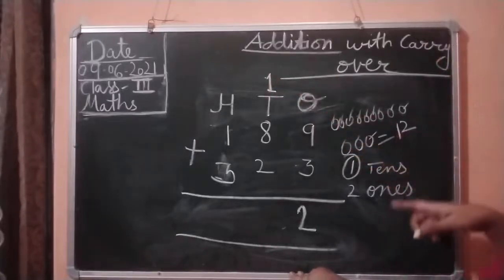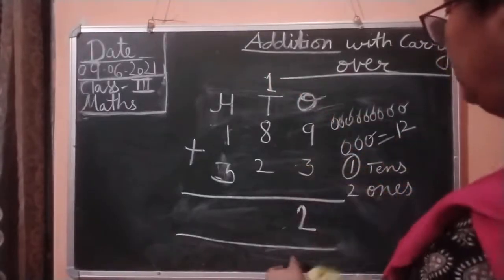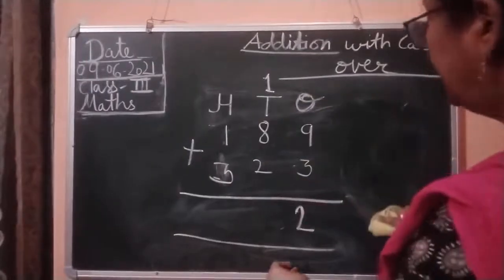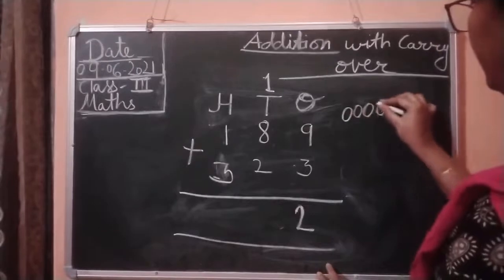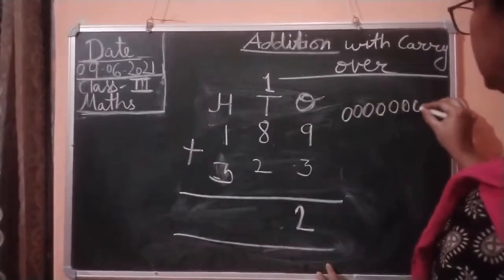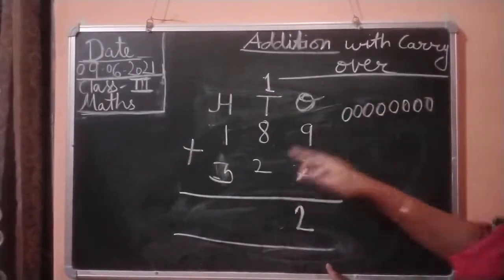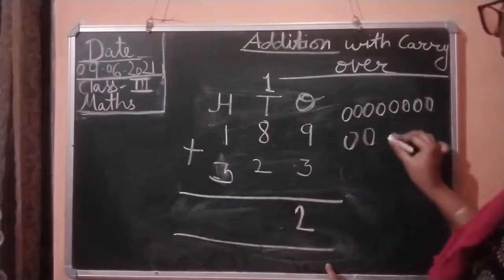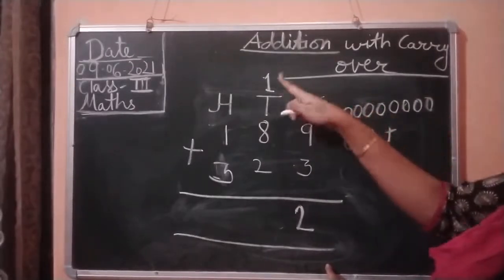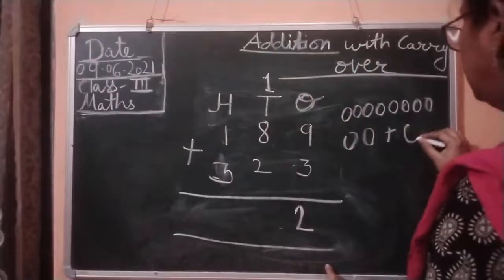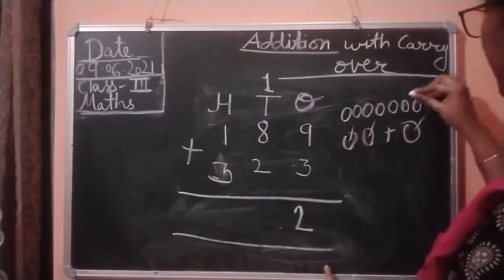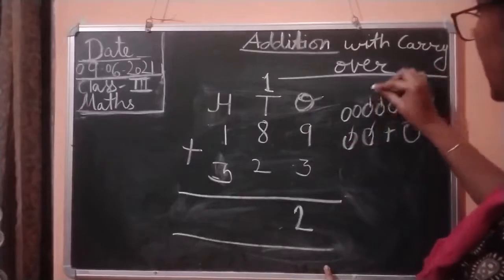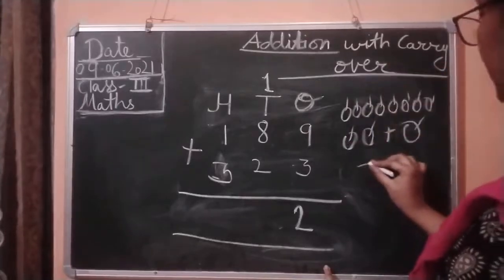Now 8 and 2. Let's count 8 and 2: 1, 2, 3, 4, 5, 6, 7, 8. Now 2. Then the carried 1 is there. So let's count: 9, 10 and 11. What are we getting?